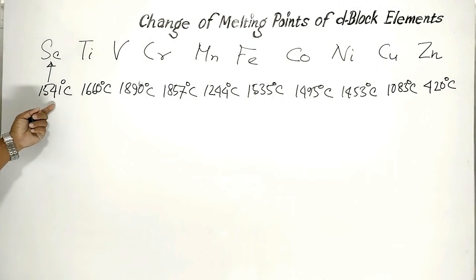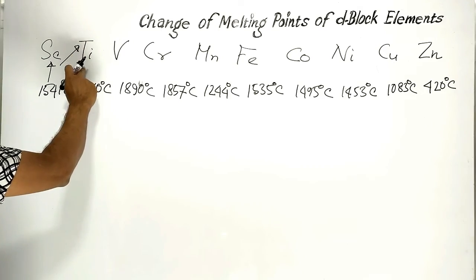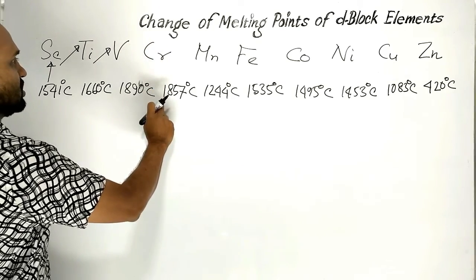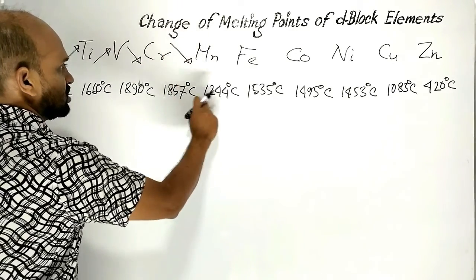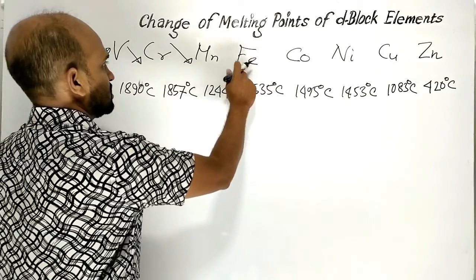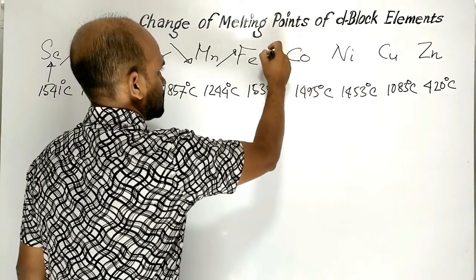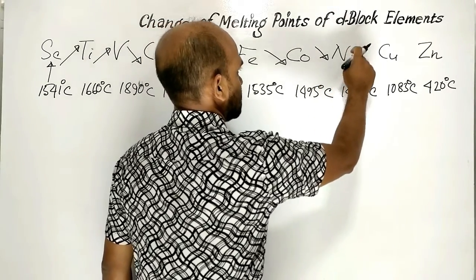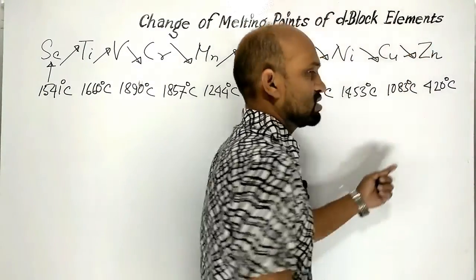That is, melting points of these elements change like this. Scandium to titanium, it increases. Titanium to vanadium, it increases. Vanadium to chromium, it decreases. Chromium to manganese decreases a lot. Manganese to iron, melting point increases again. From iron to cobalt, it decreases. Cobalt to nickel, melting point decreases. Nickel to copper decreases. Copper to zinc, melting point decreases.